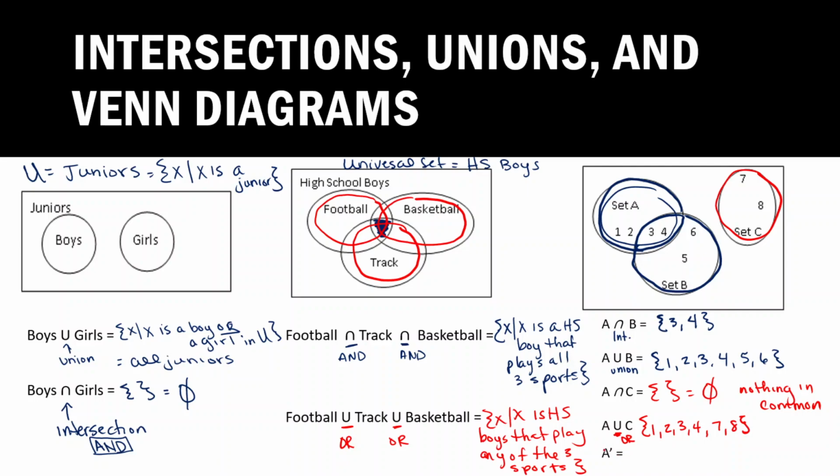Okay? Now this last one, this little tick mark here means not A. So I'm going to list everything that's not in A. So that means I'm going to list the 5, the 6, the 7, and the 8. This is called the complement of A. All right? Okay, so that gets us a little bit of an introduction to sets and Venn diagrams.